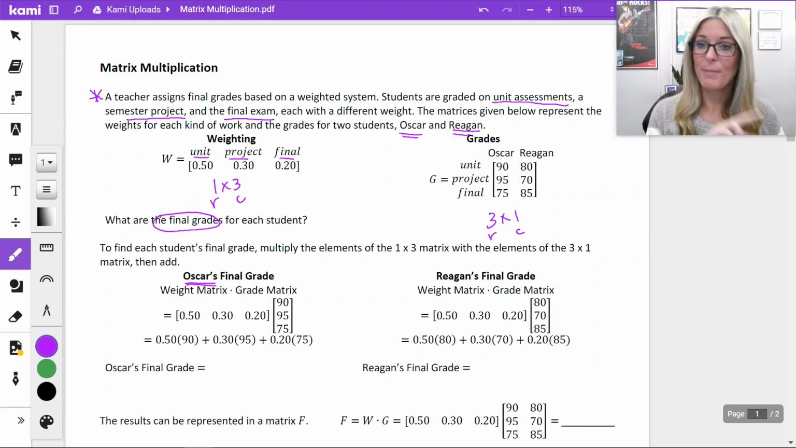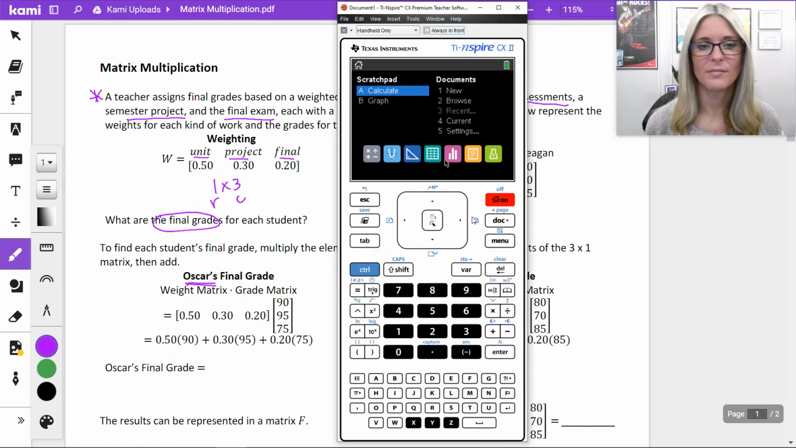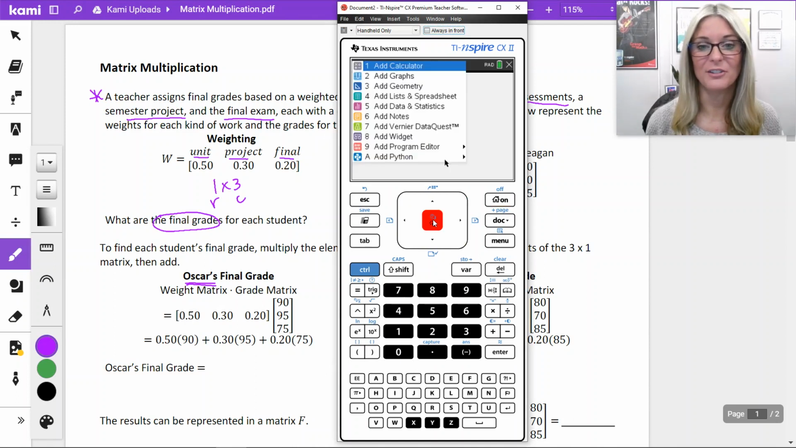To do matrix multiplication, we're going to take each element and multiply it. So the 50% for the unit assessment times 90. Then we're going to add, as we multiply the next element, the 30% with 95, and add it with the last element, 20% times 75. So all of that's been written out for you. If we type that in our calculator, we will find Oscar's final grade.